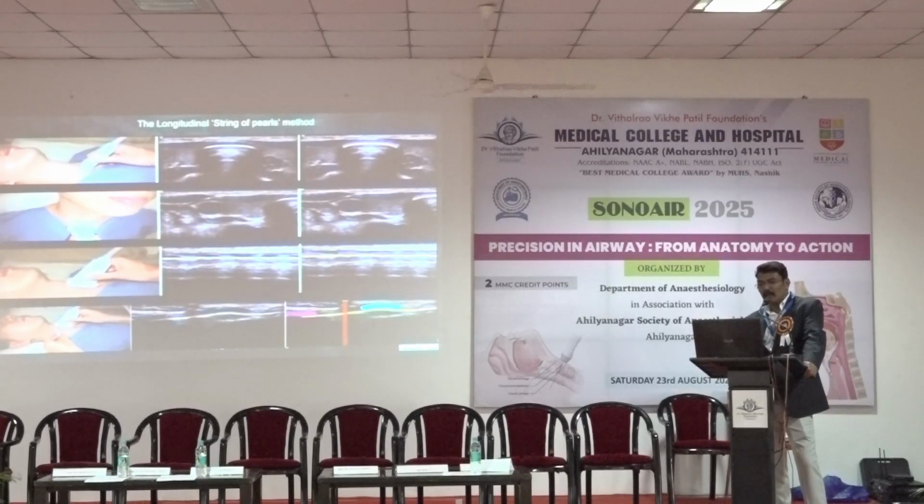If we slide a little laterally towards the left side from the trachea, you will be able to identify vascular structures, that is the carotid artery. Below that, if you rotate your probe and make it vertical, that is in a longitudinal direction, you will first see the thyroid cartilage, then the cricoid cartilage, and the rest of the tracheal rings seen as a string of pearls.